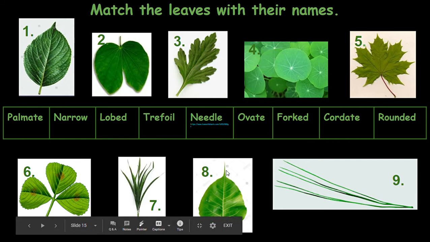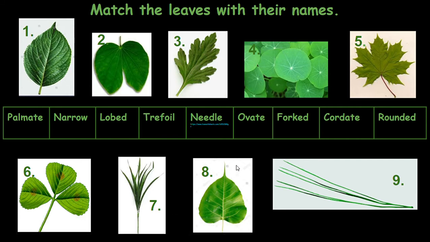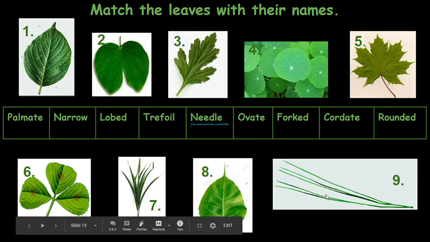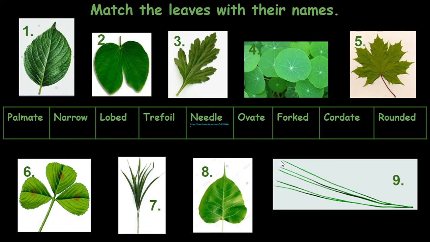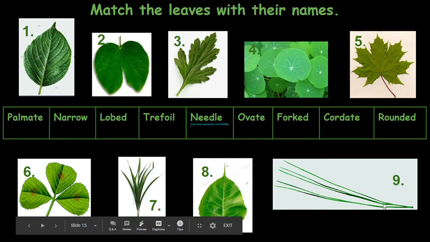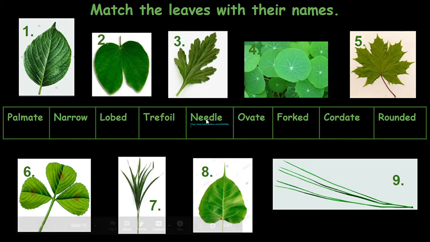Now look at this number 8. Which shape does it resemble? Yes, heart. And the other word for heart is cord. So that's why we call this a corded leaf. Now look at this. The last but not the least. It is sharp at one end, just like a needle. Yes, that's why we call it a needle leaf.